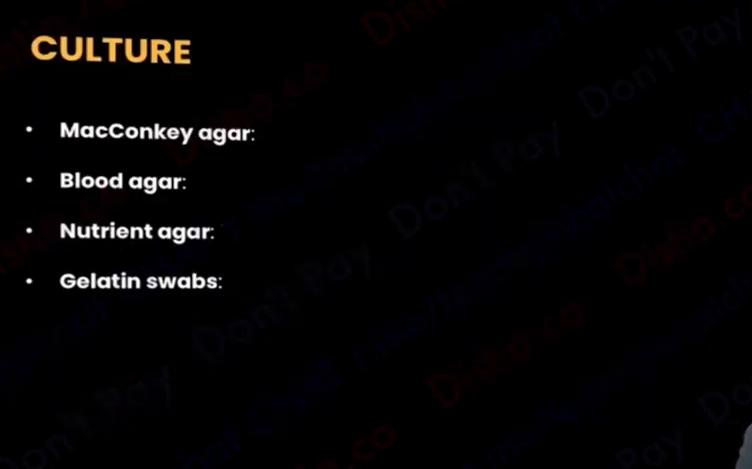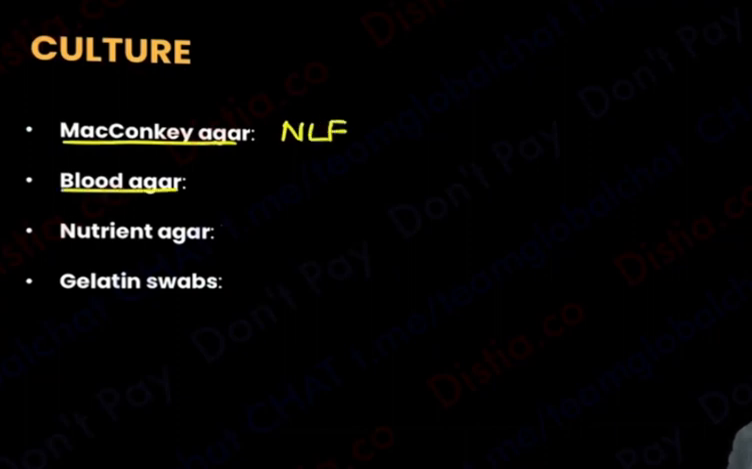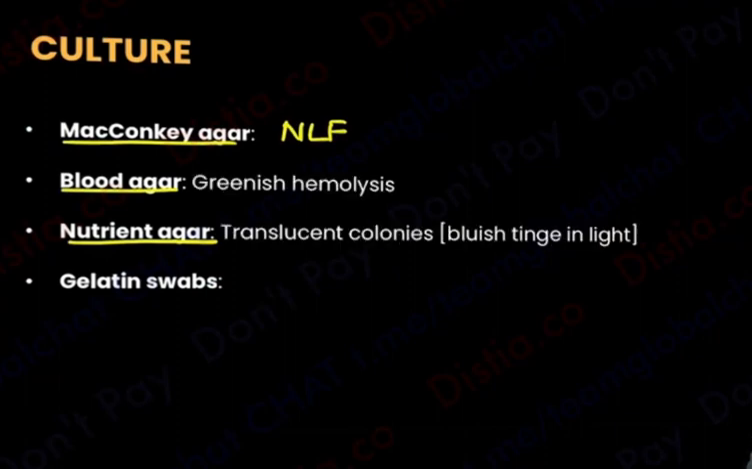Now let's come to the culture. I think I have already told you that this definitely belongs to non-lactose fermenters. Can you grow it on blood agar and nutrient agar? Yes, you start getting some different colors. So if you grow it on blood agar, you get a green color, and if you grow it on nutrient agar, you again get a bluish tinge in both. This is very miscellaneous information which will not be your picking point in the exam.